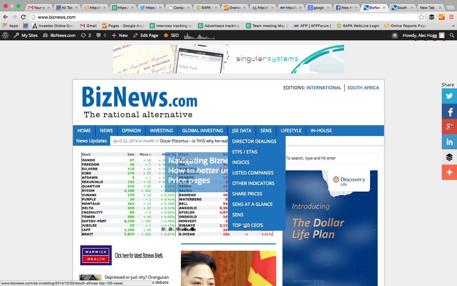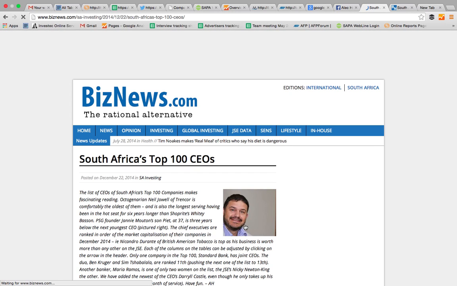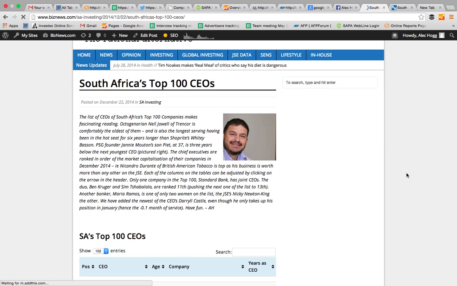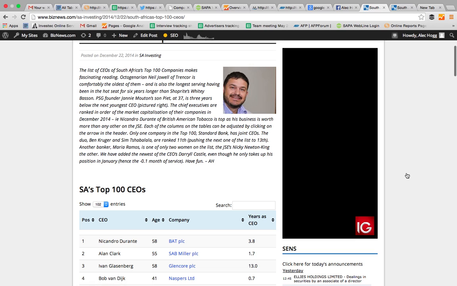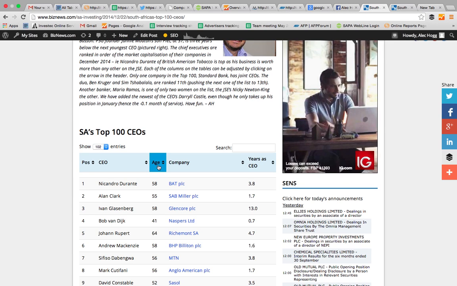Let's start here with the Top 100 CEOs tab. That'll take us to the story, and then the table on the 100 chief executives of the biggest companies on the Johannesburg Stock Exchange. It's a fun table. You can play around with this in any way you want to.